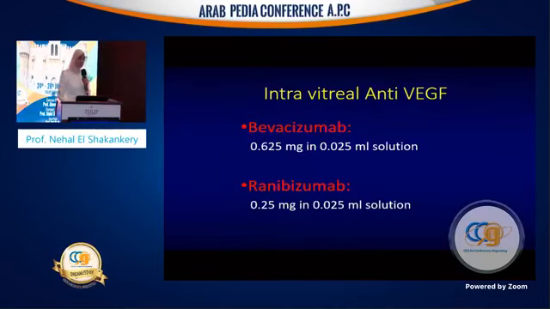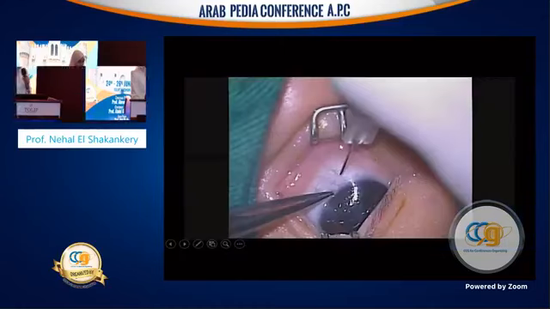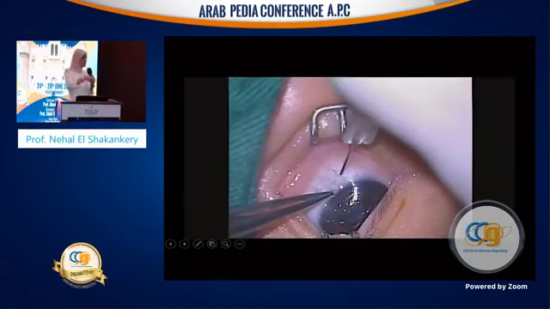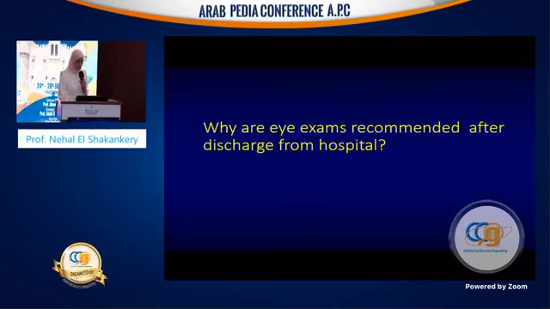The second line of treatment is intravitreal anti-VEGF. We inject drugs inside the eye by special needle like this. We penetrate the eye and inject it inside the vitreous in order to stop the abnormal neovascularization of the retina.